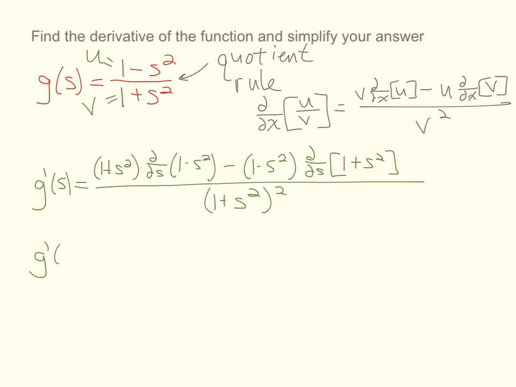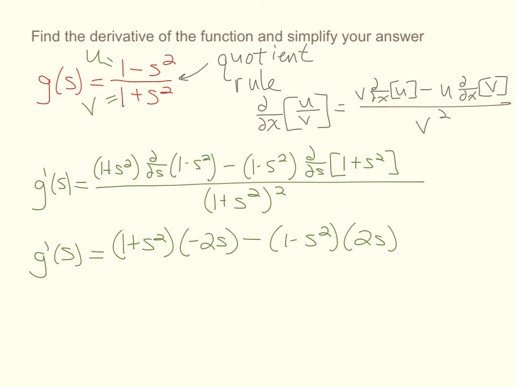So g prime of s is 1 plus s squared. The derivative of 1 minus s squared is negative 2s. And from that we will subtract 1 minus s squared. And the derivative of this portion is positive 2s. And all of that will be over 1 plus s squared, the entire quantity squared.